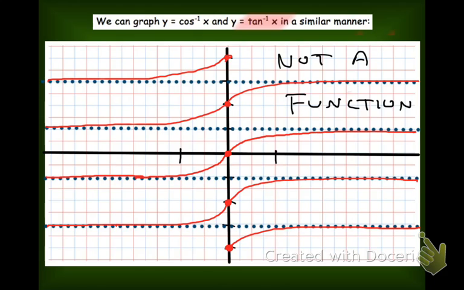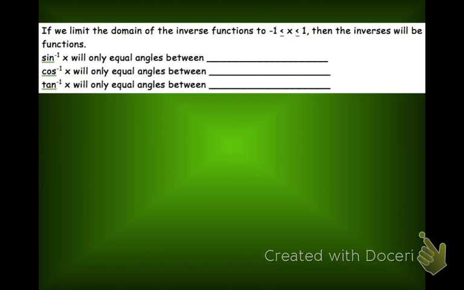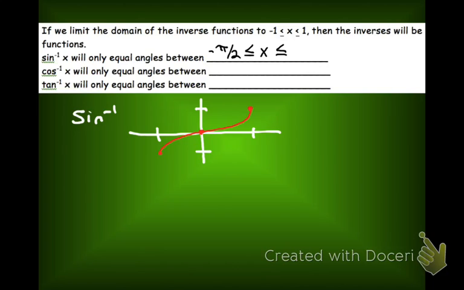Sometimes, though, as this next part says, we can limit the domain of the inverses from -1 to +1, and the inverses will be functions. So arcsine will only be a function when the angles are between -pi over 2 and +pi over 2. So arcsine, the graph would look like this. You'd be going from -1 to +1, positive pi over 2 to negative pi over 2. So essentially you would just have this one little piece going from here to 0 and down. You'd have the one little piece that looks like this. So this is from negative pi over 2 is less than or equal to x is less than or equal to pi over 2.